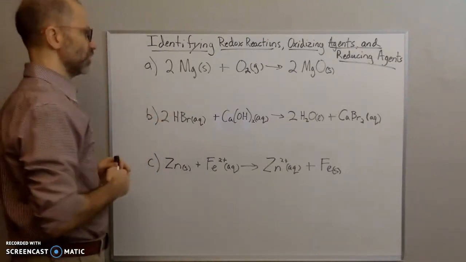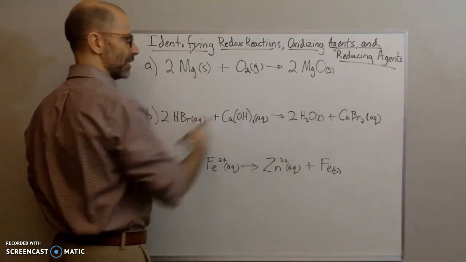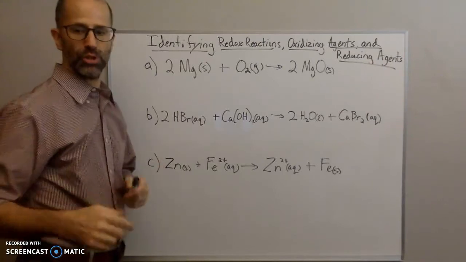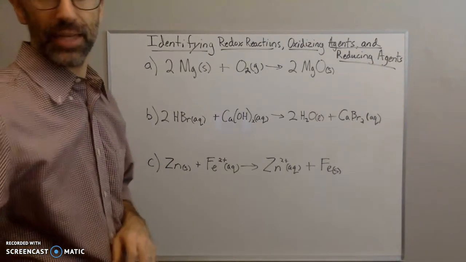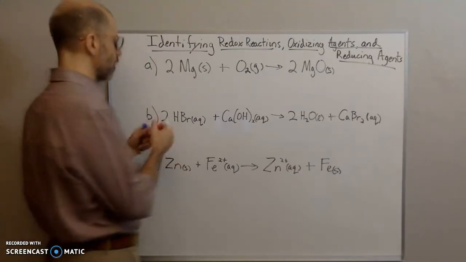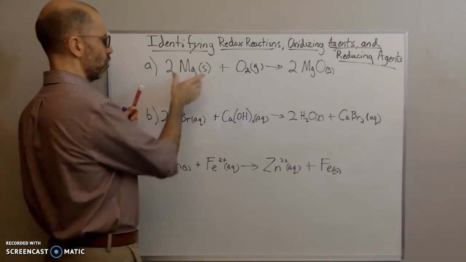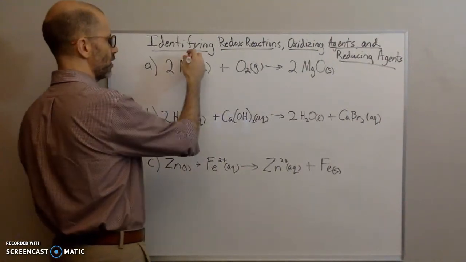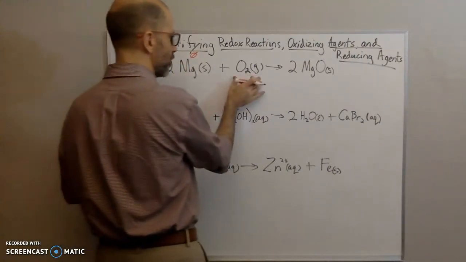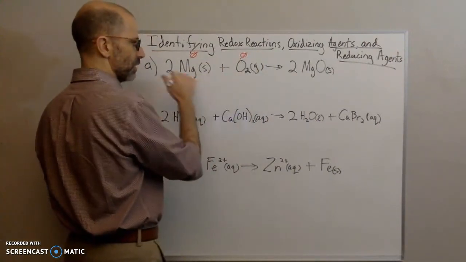So let's go over this. I have three examples. We're going to find the oxidation states, and then decide what's being reduced and oxidized, if anything, and then we'll go from there. The first thing we want to do is oxidation state. I'm going to go over this fairly quickly. This is a free element, so the oxidation state for free elements is 0. This is a free element too, so the oxidation state there is 0 as well. That's rule number 1.